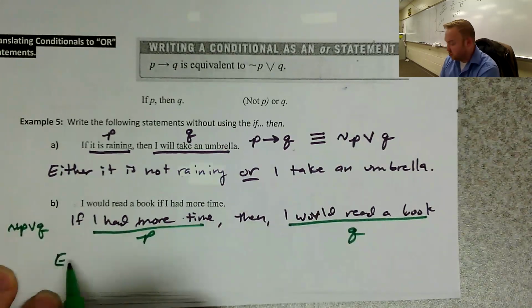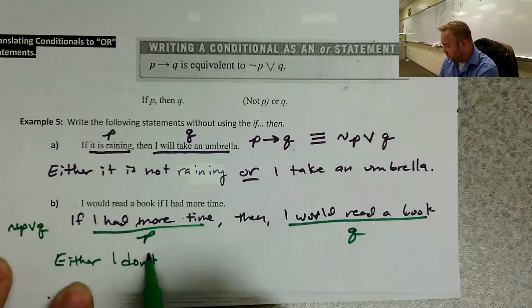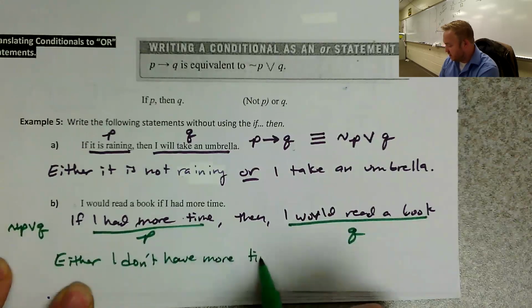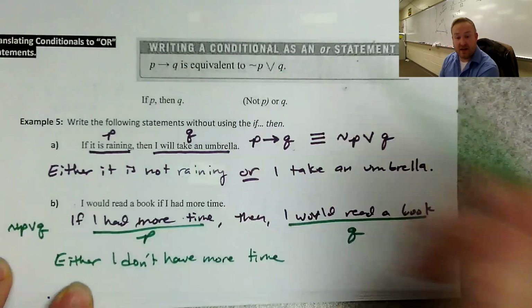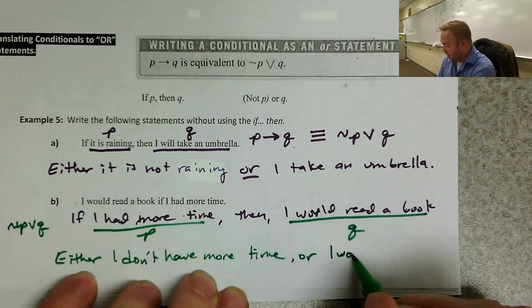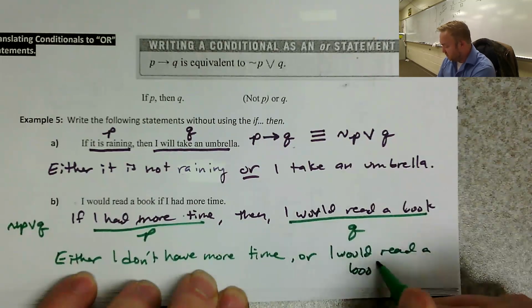With these disjunctions, with these or statements, I think it makes sense to include the word either. Either I don't have more time. Okay, and this says we need to make this a conjunction, or I would read a book.